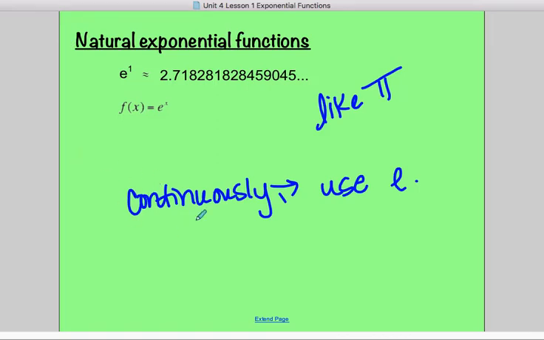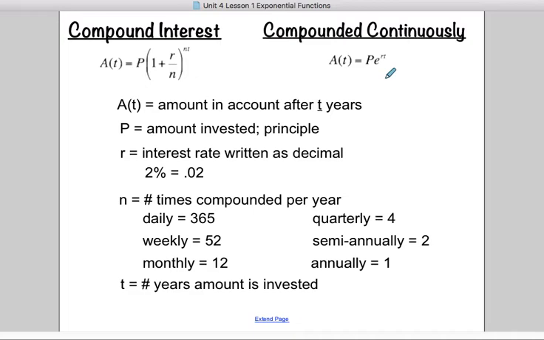So, speaking of continuously, let's go ahead and move on to what kind of problems we're going to use this for. Interest, compounded interest. You will be given these formulas on your test and quiz for this unit, if you need them. But here's how they work. If you hear that you're compounded quarterly or weekly or monthly, you're going to use this equation on the left-hand side. If you hear compounded continuously, you're going to use PERT. Okay?